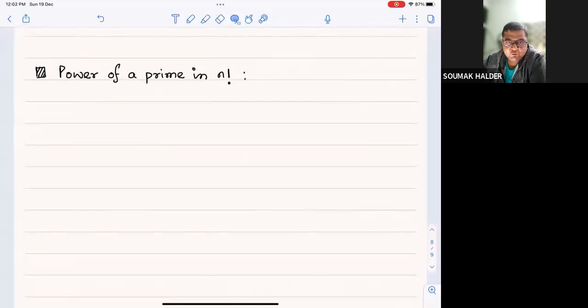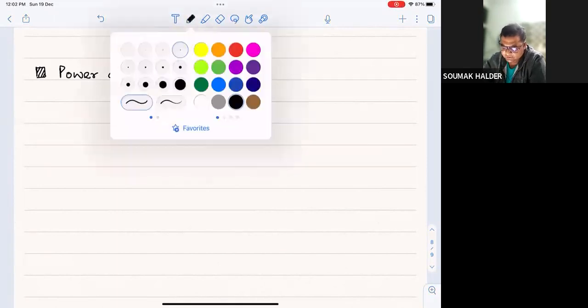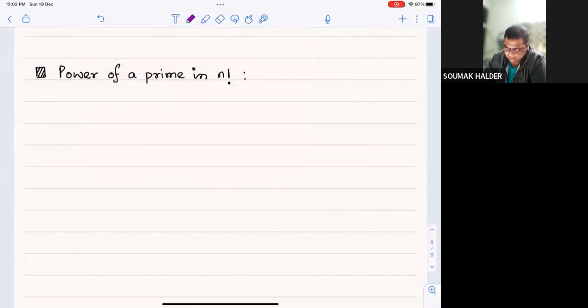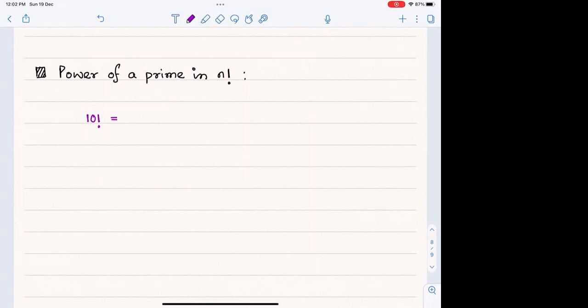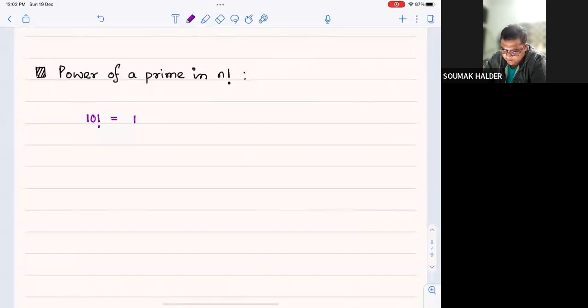So if we need to decide the power of a prime in n factorial, let's firstly go through a physical example. Let us consider 10 factorial. So what does 10 factorial mean? The product of all natural numbers till 10. So that means 1 into 2 into 3 into 4, and so on. It will go up to 10.